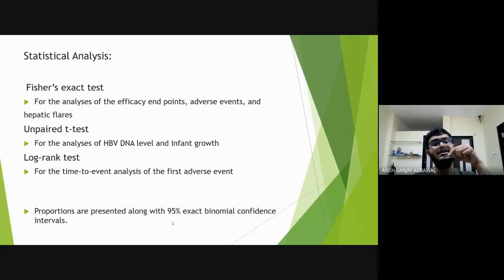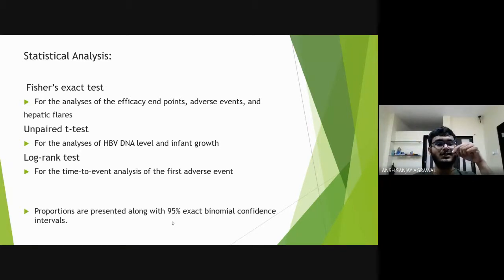Then unpaired t-test is used for the analysis of HBV DNA level and infant growth. So basically unpaired t-test compares the means of two continuous data sets. If there is a numerical value, the unpaired t-test will compare those two and give you whether there is a significant difference or an association. So this was used for the analysis of HBV DNA level and infant growth.